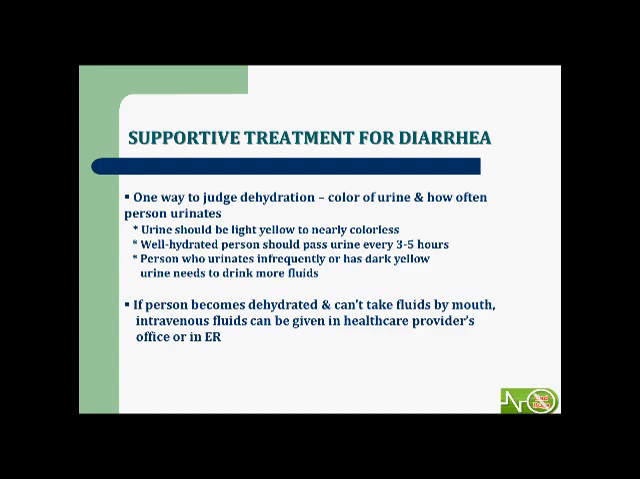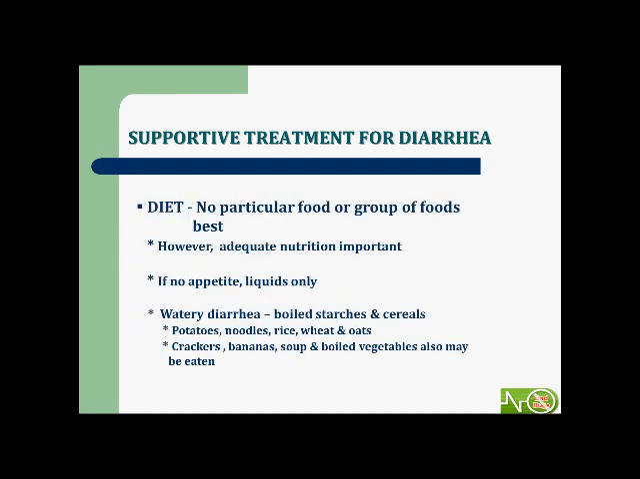Urine should be light yellow and nearly colorless to say that you have been well hydrated. A well-hydrated person should pass urine every 3 to 5 hours. And if the urine becomes dark, then one needs to increase the fluid and electrolyte intake. And obviously, if a patient becomes very much dehydrated, patients have to present to their healthcare provider.